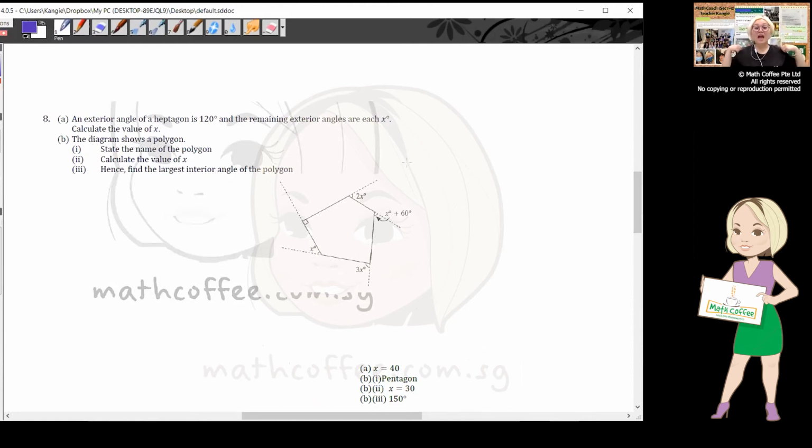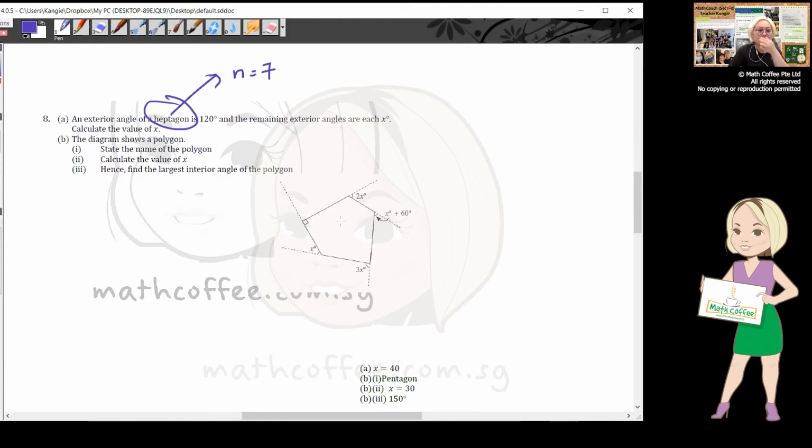Exterior angle of a heptagon. Finally, we see a different number, right? Different name. Heptagon is what? Heptagon, n equals 7. Yes, Sam, not bad. I see you say 7. Oh, you learned something. Okay. One exterior angle of a heptagon is 120, and the remaining exterior angles are each x. So how are we going to do this one?